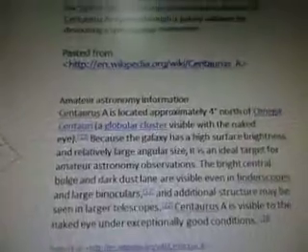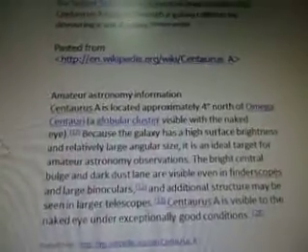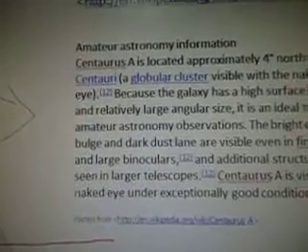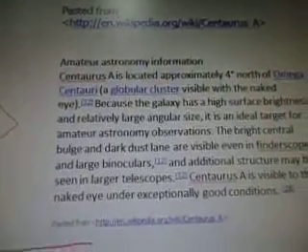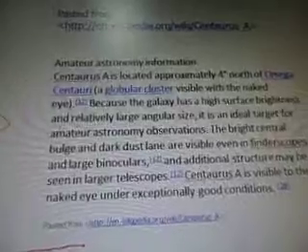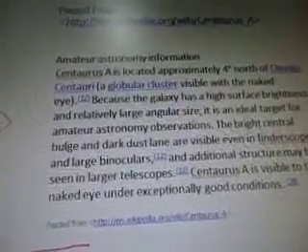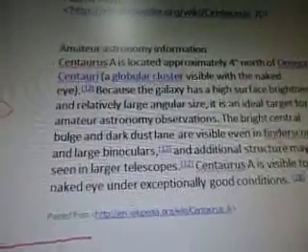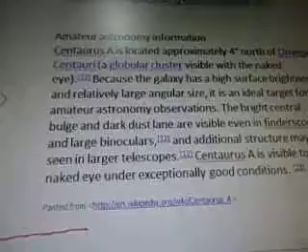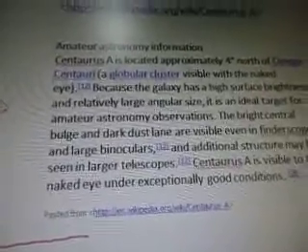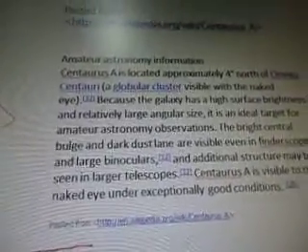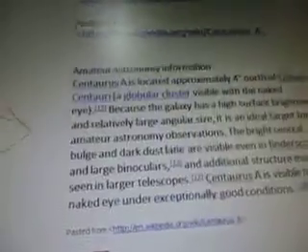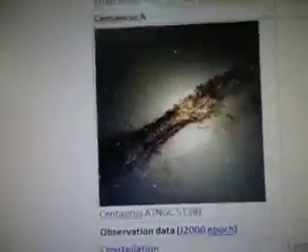Centaurus A is located approximately 4 degrees north of Omega Centauri, a globular cluster visible with the naked eye, because the galaxy has a high surface brightness and relatively large angular size. It is an ideal target for amateur astronomy observations. The bright central bulge and dark dust lane are visible even in finder scopes and large binoculars. An additional structure may be seen in larger telescopes. Centaurus A is visible to the naked eye under exceptionally good conditions. And this is what you're looking for. This huge thing here. That's what it looks like up close with the Hubble telescope.